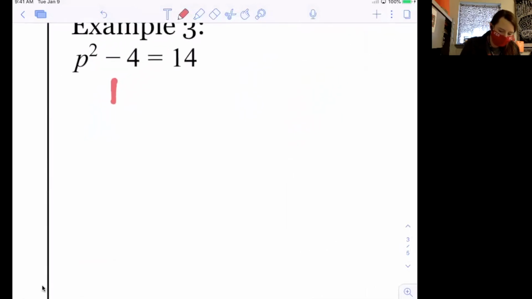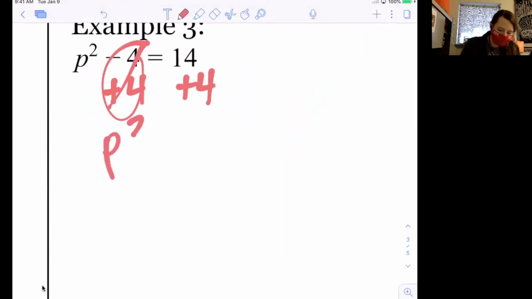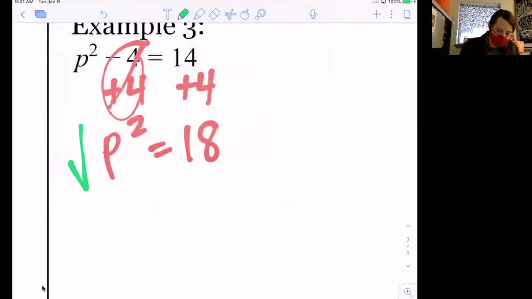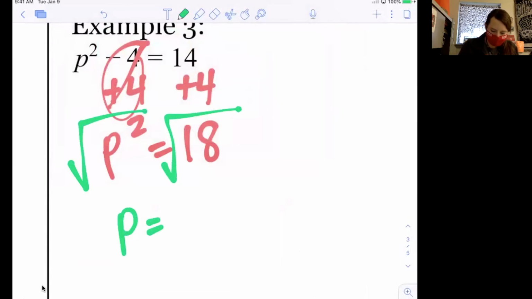Okay, here we're going to start with adding 4. That zeroes out. P squared equals 18. When I take the square root of both sides, I get P equals, I don't know the exact square root of 18. I know that 4 times 4 is 16 and 5 times 5 is 25. So I know that it's between 4 and 5, but I don't know exactly what it is.